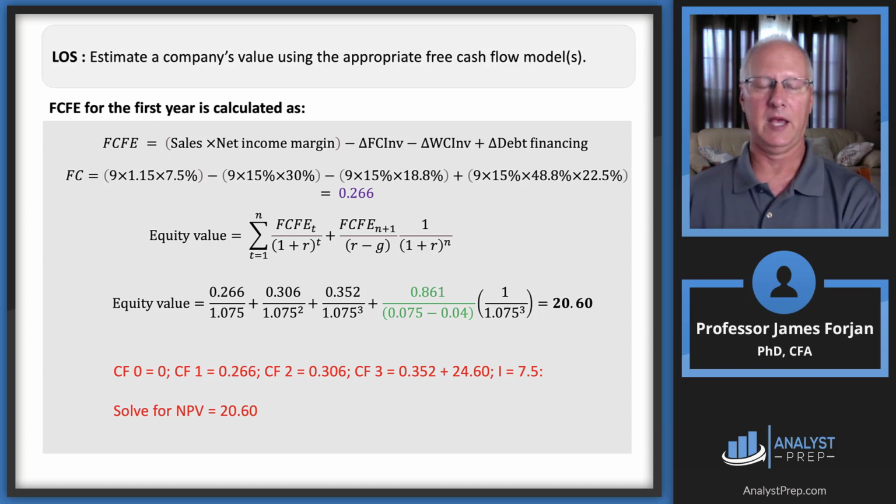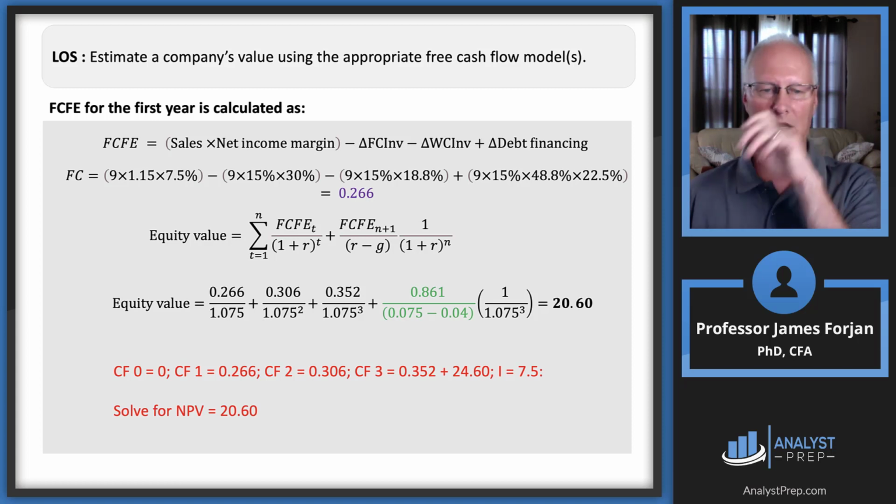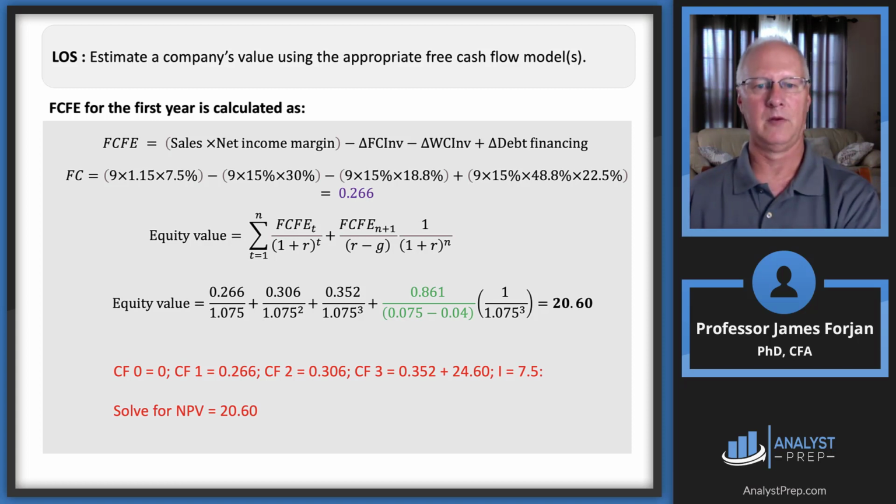But if you're like me, you're going to scratch yourself on the head and say, boy, there's no way I'm doing all that math. So I'm going to use my financial calculator. So there are the steps in red down there. Cash flow 0 is 0, cash flow 1 is 266, cash flow 2 is 306, cash flow 3 is then 352.